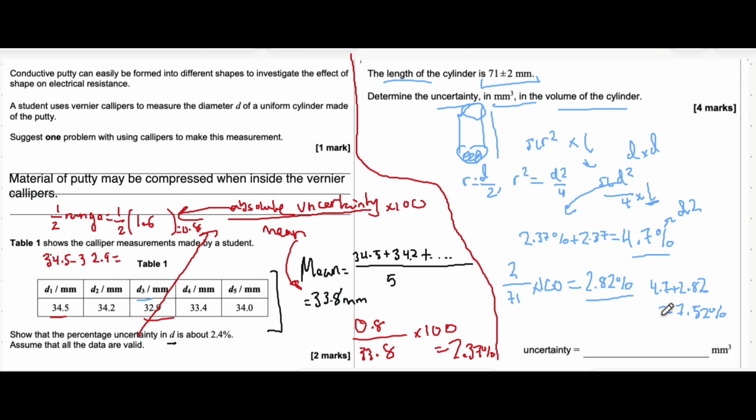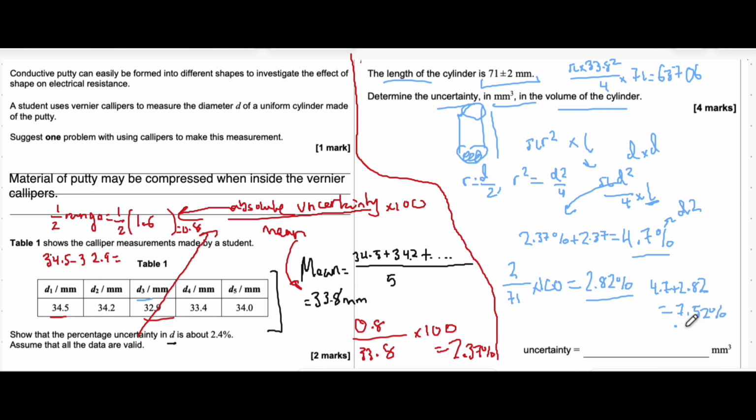Again, we're still dealing with percentages, but now it wants the uncertainty in millimeters cubed. So now we find the actual volume by using pi multiplied by d squared over 4. The diameter, we found the mean value is 33.8, all squared, divided by 4, multiplied by the actual length, 71. This will give you the actual volume. I'll show you why that's useful. Pi times 33.8 squared over 4 times 71. That's 63706. So that's the actual recording of the volume.